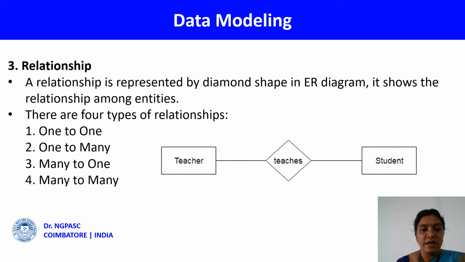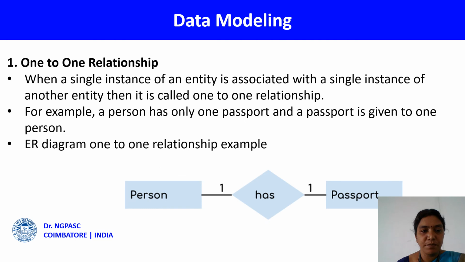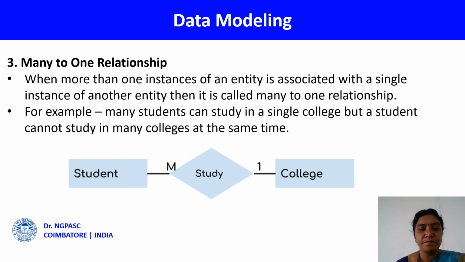There are four types of relationship: one is one-to-one, second is one-to-many, third is many-to-one, and the last one is many-to-many. In a one-to-one relationship, there is a single relationship between one entity and another entity. For example, consider a passport: a person may have only one passport.